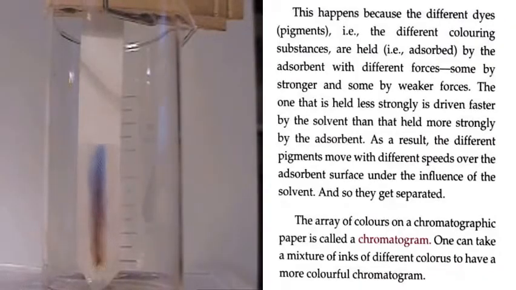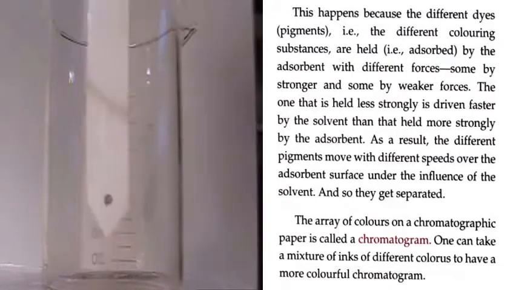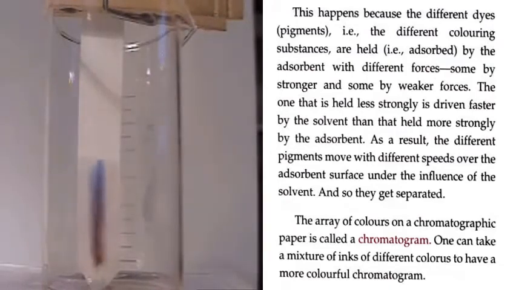Because the different dyes, pigments, that is the different coloring substances, are held, that is adsorbed, by the adsorbent with different forces, some by stronger and some by weaker forces. The one that is held less strongly is driven faster by the solvent than that held more strongly by the adsorbent. As a result, the different pigments move with different speeds over the adsorbent surface under the influence of the solvent, and so they get separated.